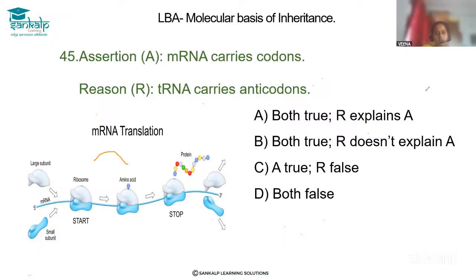Let's solve question 45. Assertion: mRNA carries codon. Reason: tRNA carries anticodon. See, dear student, mRNA is carrying codons. Yes, mRNA is always carrying the codon, because it is involved in the translation process. tRNA carries anticodon. Yes, tRNA is carrying the anticodon. The anticodon site is present in the tRNA.